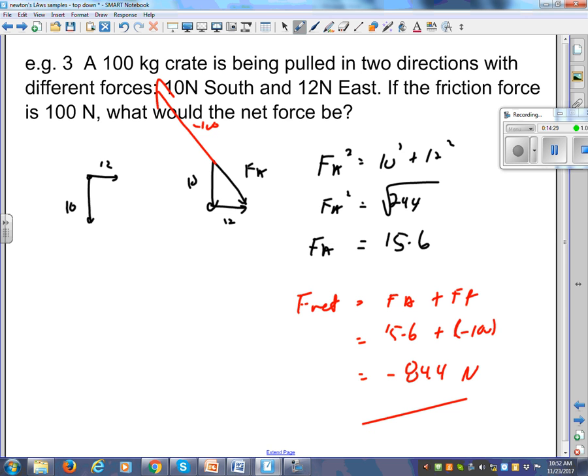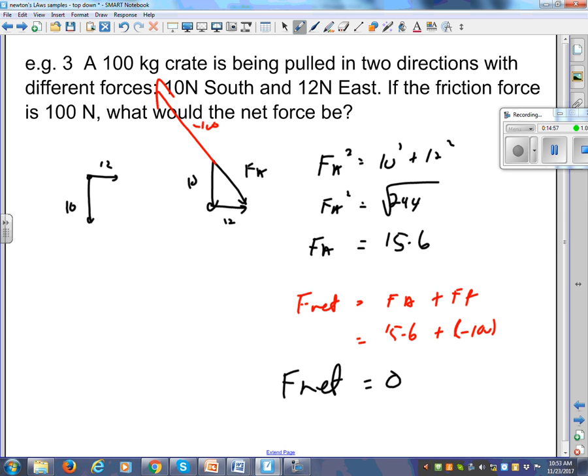If I push with 15.6, how much does friction push back? 15.6, because I know that the net force is 0. Okay? It's a bit of a trick. The net force here is actually going to be 0. So you can't give a negative net force, you can't just subtract it. You've got to think. Don't just blindly always do something. You should always be thinking.